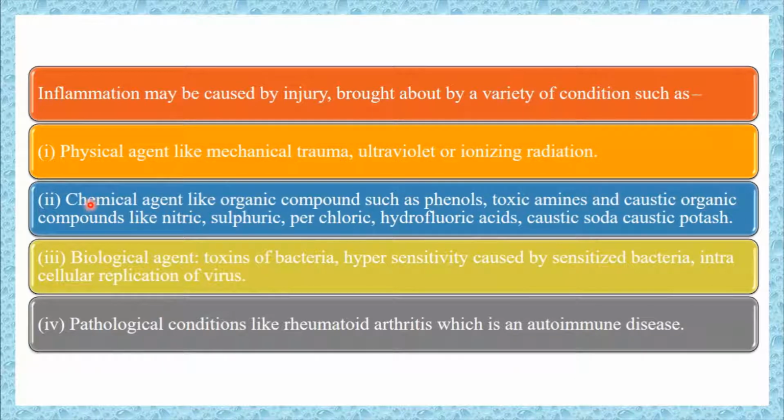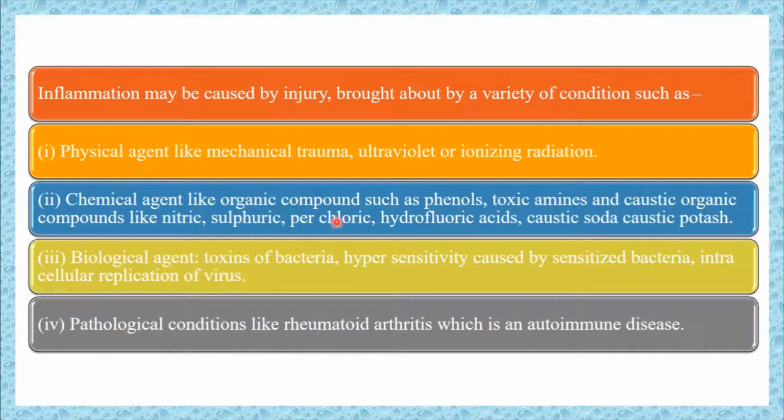So the chemical agents like organic compounds such as phenol, toxic amines, caustic soda, caustic potash, and some caustic organic compounds like nitric acid, sulfuric acid, hydrochloric acid, caustic soda, and caustic potash. These are the organic compounds which cause the inflammation.